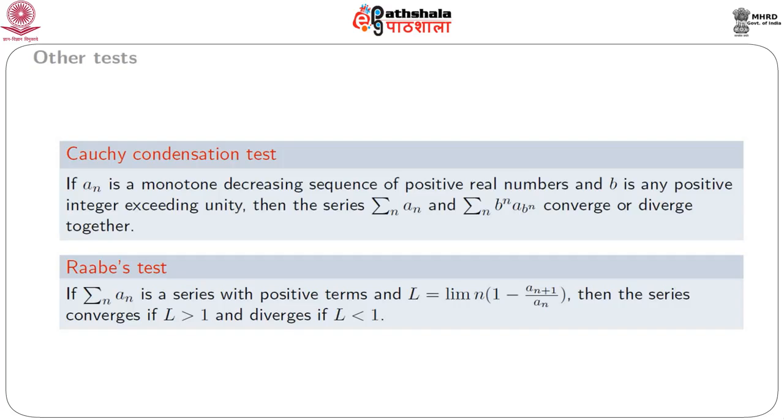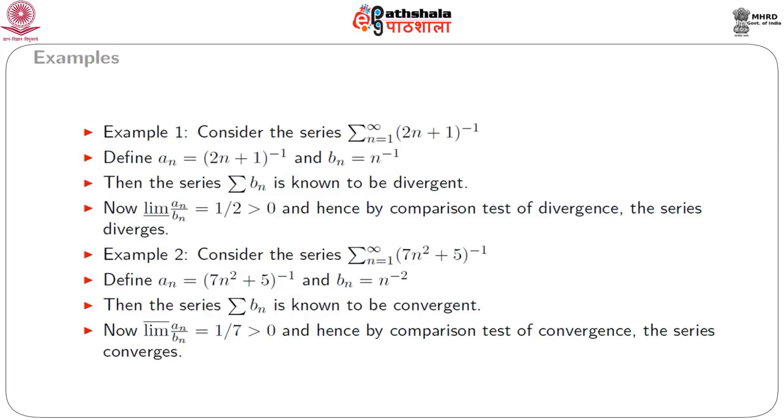So let us consider some examples. In our example 1, we have considered the series summation n from 1 to infinity of 1 by (2n plus 1). Here it is very easy to define a_n as (2n plus 1)^(-1) and b_n as 1 by n. Then the series summation 1 by n is known to be divergent, and now limit inferior of a_n by b_n equals half, which is positive, and hence by the comparison test of divergence the series diverges.